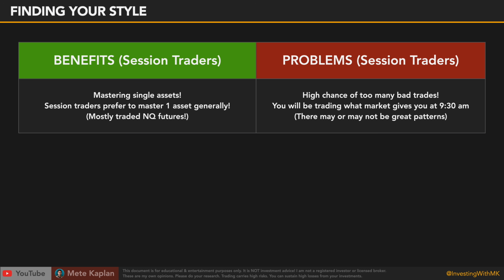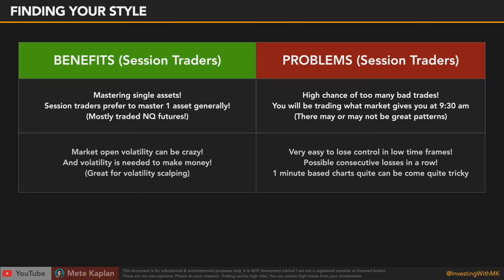The biggest problem of session trading is there may or may not be great setups or patterns at 9:30 a.m. We don't know that. Basically, you'll be trading whatever the market gives you. High volatility is great for our traders because we make money when the price moves. At the same time, handling a high amount of money on a 1 minute time frame is a crazy business. A mistake can cost you a lot of money.